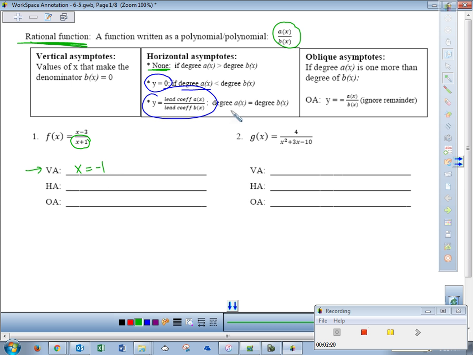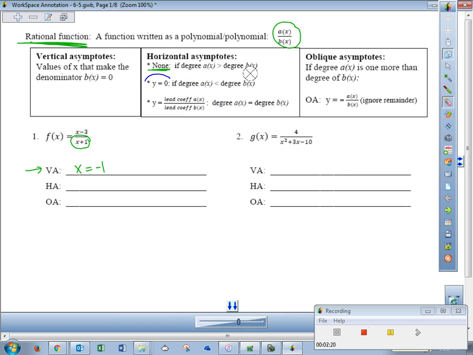And that's it. Horizontal asymptote. We'll use this sheet to help us. I still haven't decided how it's going to go, if I will give you this for the test or not. I haven't made up my mind yet, so prepare like I'm not going to give it to you.